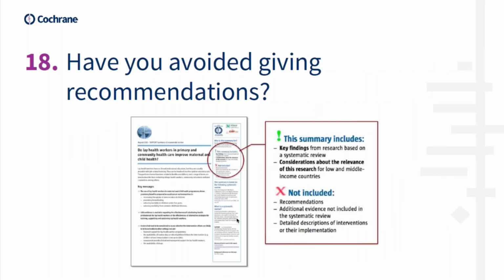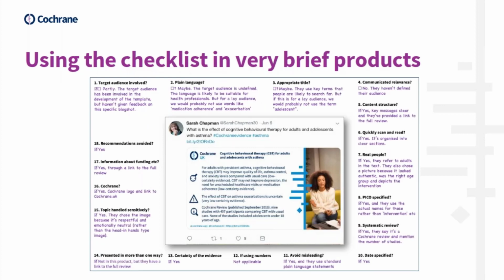And finally, item 18, have you avoided giving recommendations? And we, again, discussed this in some detail in the checklist. And as I said earlier, we are not supposed to give recommendations in the Cochrane review, but this is something that needs to be dealt with sensitively, as people may be expecting it, and there are different ways of giving people evidence, but making it clear that we're not making the decision for them. So those are the 18 items, very, very briefly.